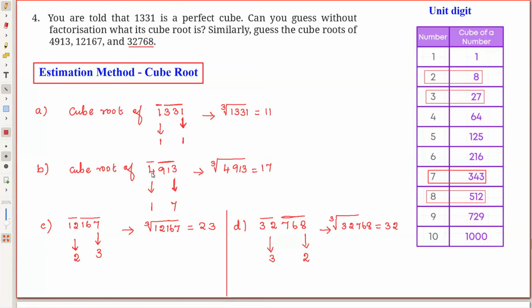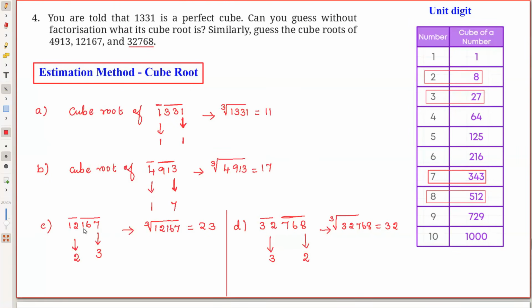Now the left-out number is 4. We have to find out: 1 cube is 1. If I take 2 cube, that is 8, which is more than 4. We cannot take it. We have to check the least cube number, which is only 1. So 17 is the answer.